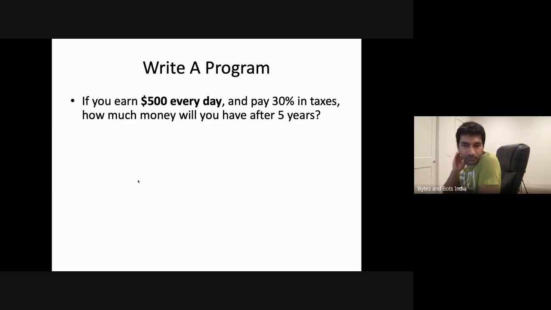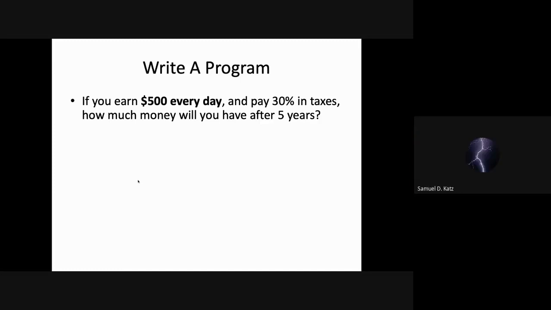Let's do some final questions, but let's not write a program. Let's just intuitively talk about it. If you earn $500 a day and you pay 30% in taxes, how much money will you have after 5 years? So what would be an approach in this? It's an open question. Feel free to jump in and think loud here. What it's saying is if you earn $500 every day and pay taxes.